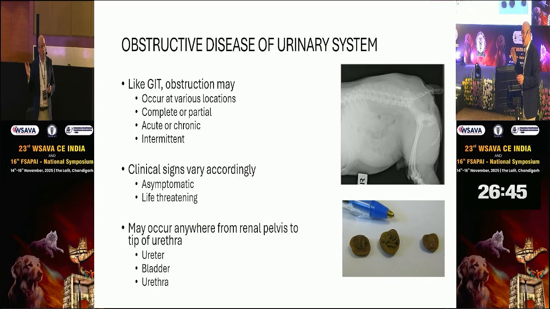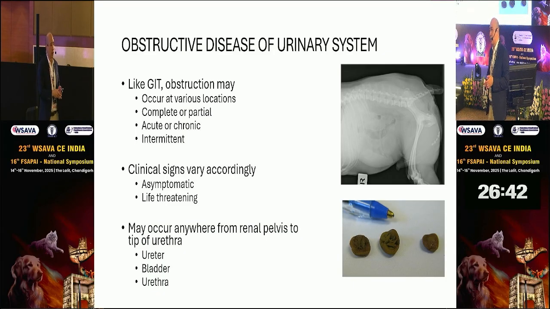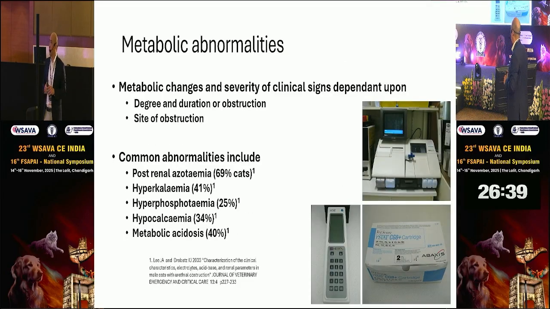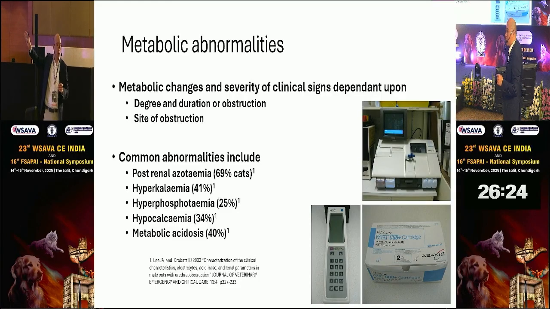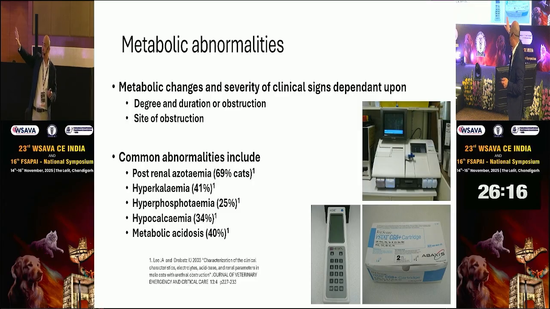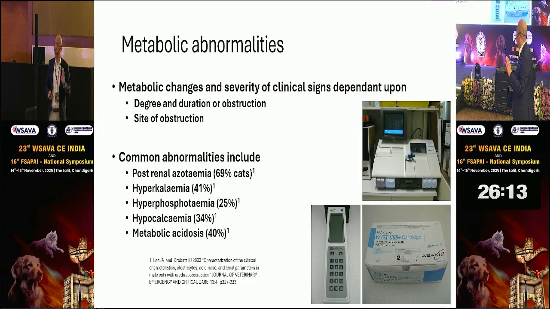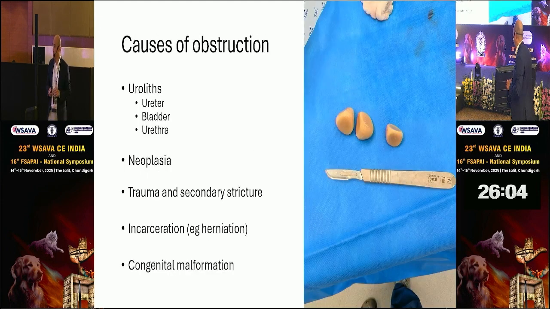And again, the obstruction can occur anywhere from that renal pelvis all the way down to the tip of the urethra. So we need to learn how we can image all those areas. This is not my area of expertise, but it's something that you need to be aware of because of the important role that the urinary system plays in metabolism and also body homeostasis. Obstruction will cause potentially very severe derangements in your body function. So common changes that we see here include post-renal azotemia, hyperkalemia, hyperphosphatemia. But again, every case is a little bit different because of the nature of obstruction: full, partial, acute, chronic, location.